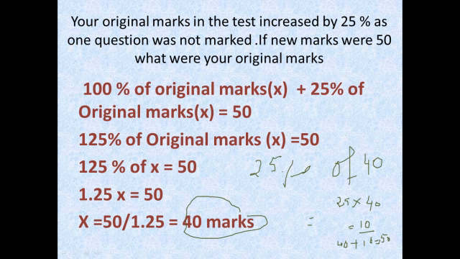You can read this again. As I said, 100% of your original marks plus 25% of your original marks together made 50. You got 50. 125% of original marks, because these are added, will be 50. And then you can solve. 125% of x was 50, so x is equal to 50 divided by 1.25.